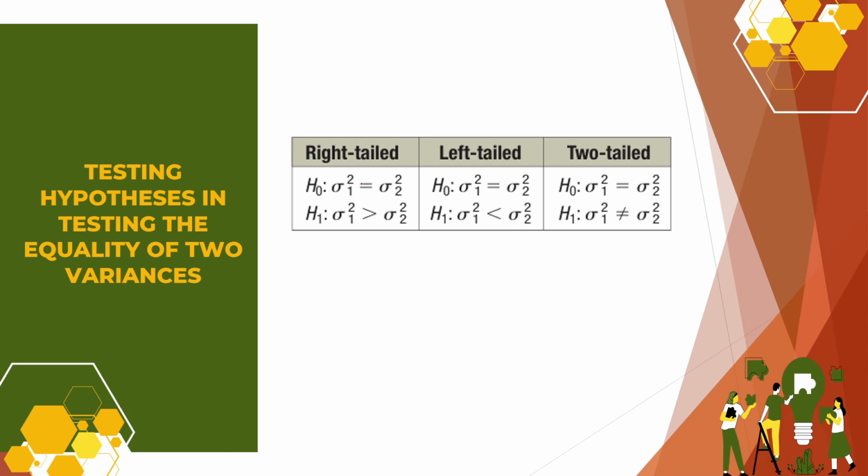Now, testing hypotheses in testing the equality of two variances. The null hypothesis H0 is that population variance 1 is equal to population variance 2, and the alternative H1 is that population variance 1 is greater than population variance 2. If it is left-tailed, it is lesser, and if it is two-tailed, the alternative hypothesis is not equal. We are talking about variances.